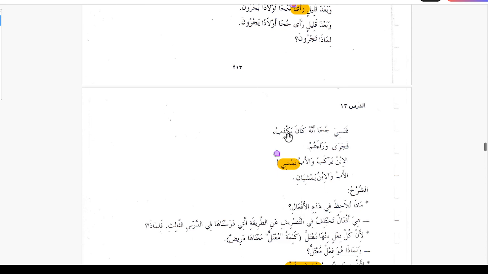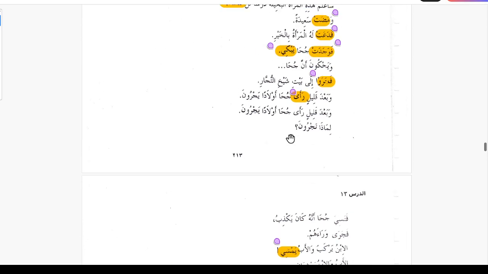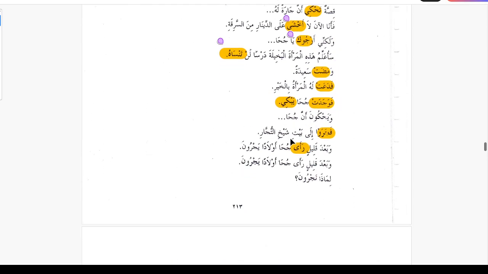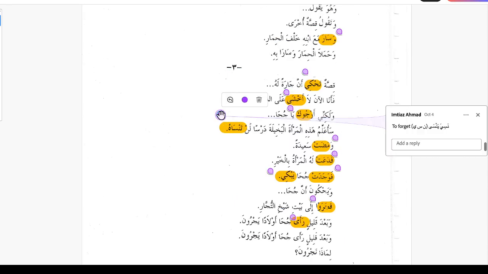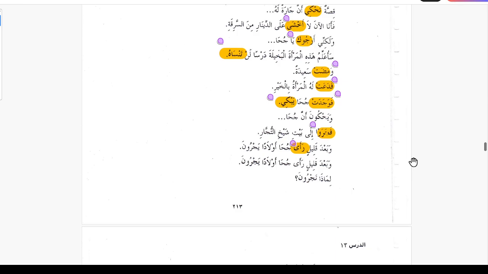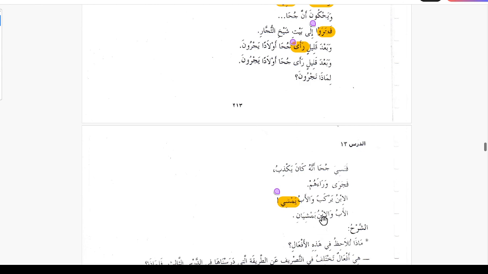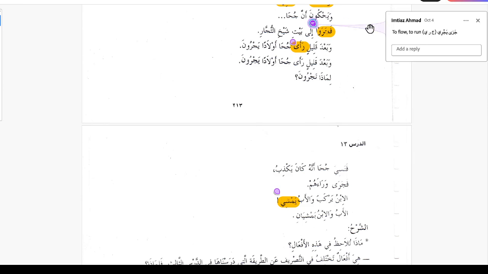Fanasiya juha annahu kana yakzibu, juha forgot that he was lying. So nasiya yansa is the same verb as we have seen here, to forget. So fanasiya juha, he forgot that he was lying. Fajara waraahum, and he ran behind them. Jara yajri we have seen here, the same verb. Jara yajri, to run, to flow, and the root letters are jim, ra, and ya.